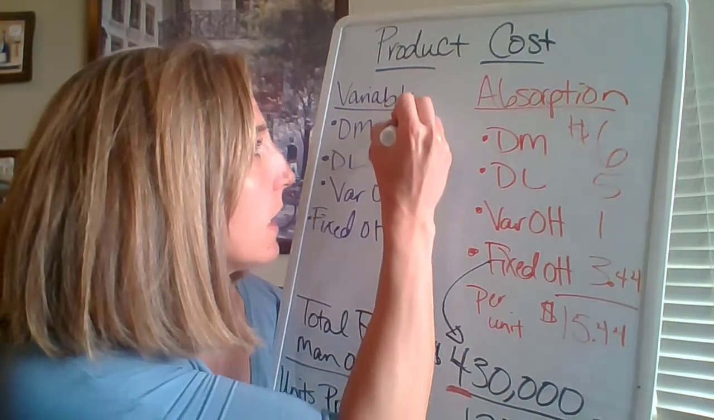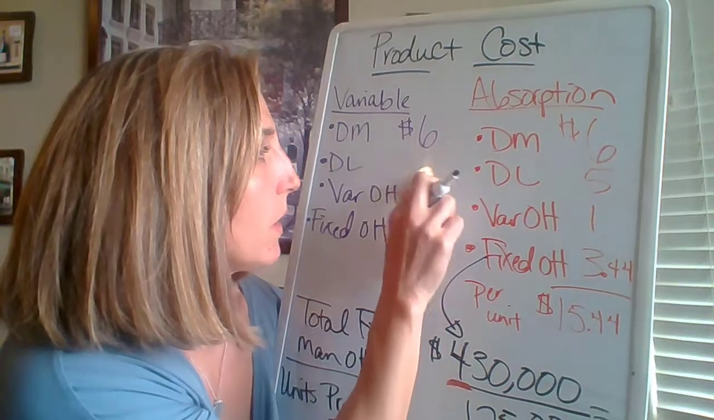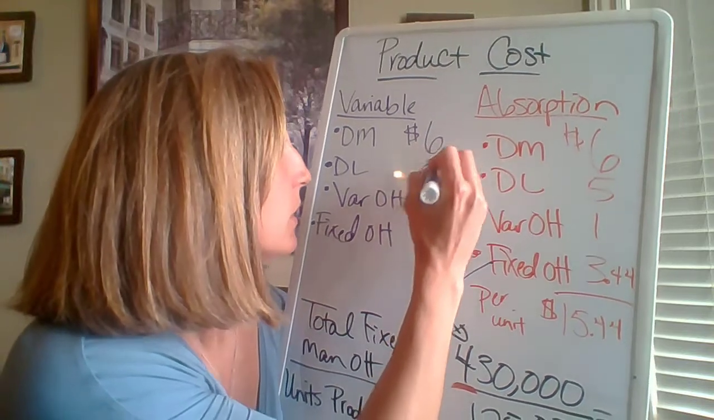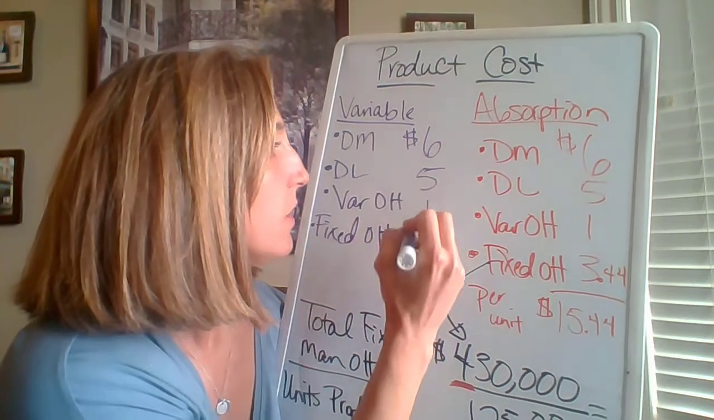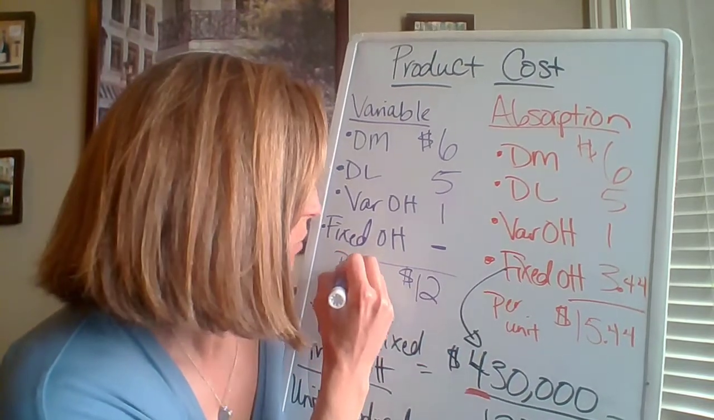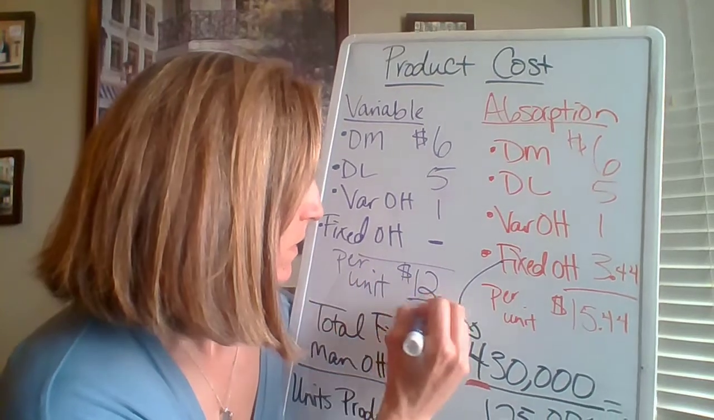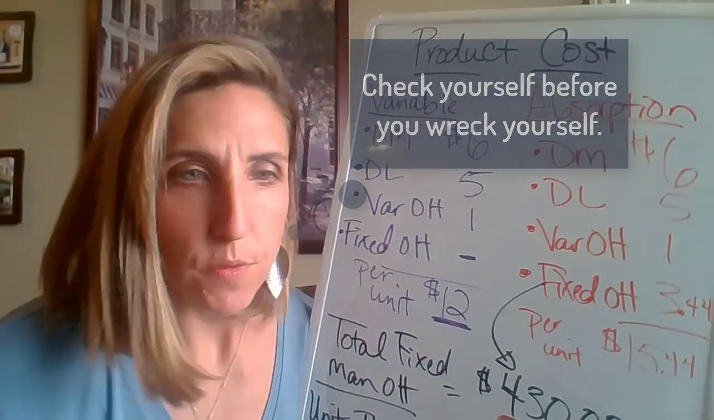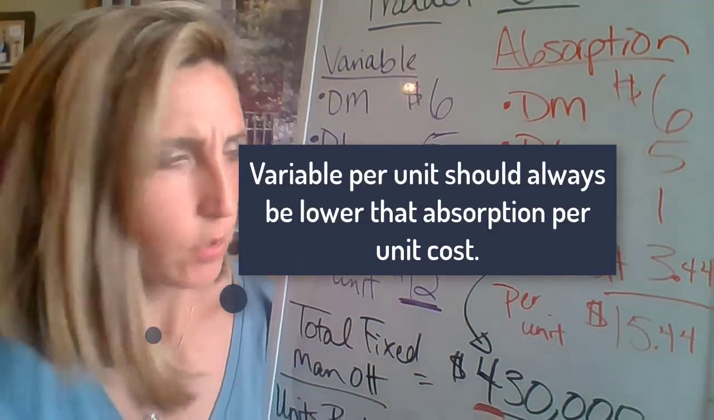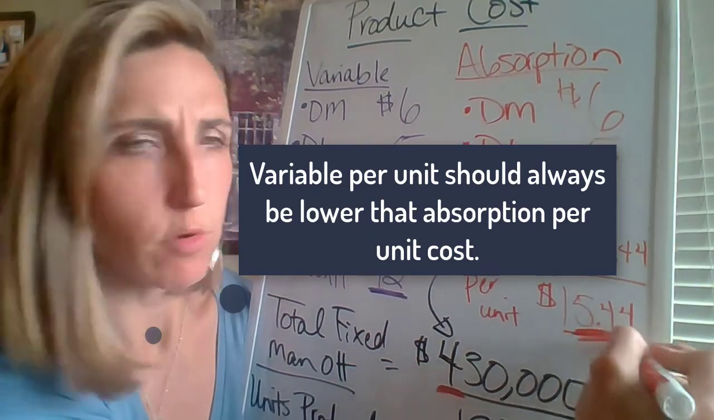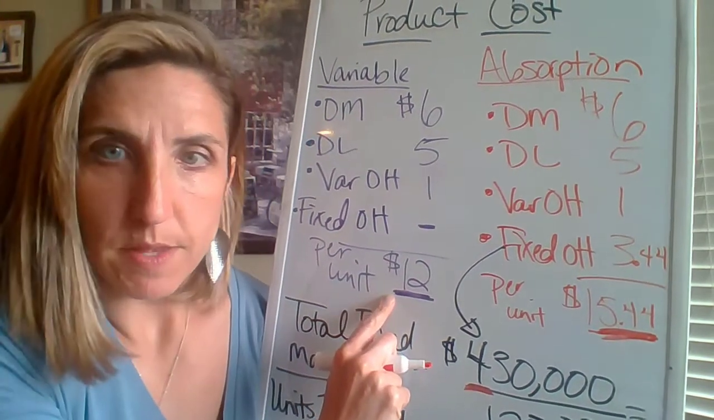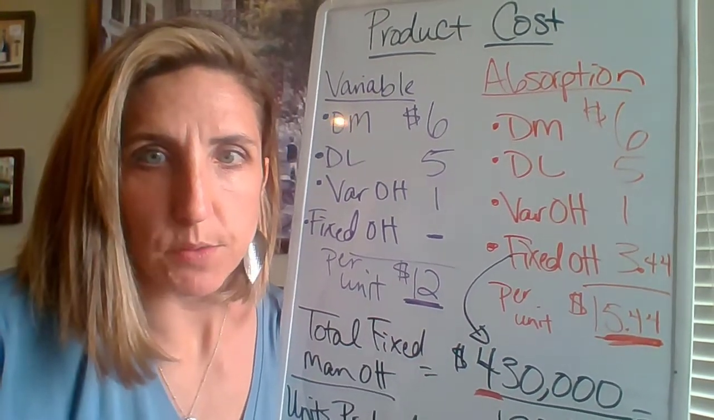So it's going to say that when I allocate my material cost, that definitely is a variable cost, and my labor is a variable cost, and my variable overhead is the only portion that would be added to this per unit cost. So the variable costing method will always produce a lower per unit. This one was $15.44 with absorption, with the traditional costing method. The variable costing method is only $12 per unit. So that's the main difference.